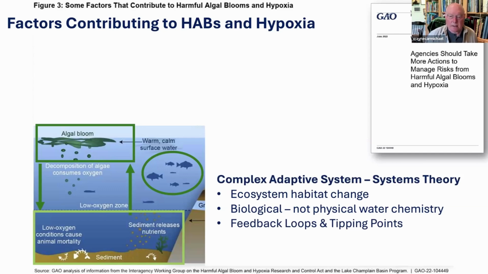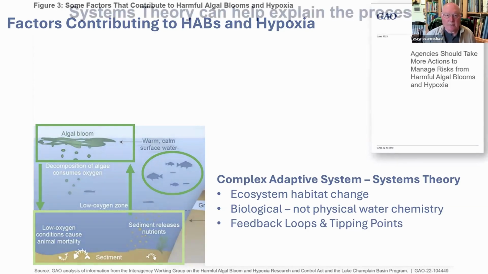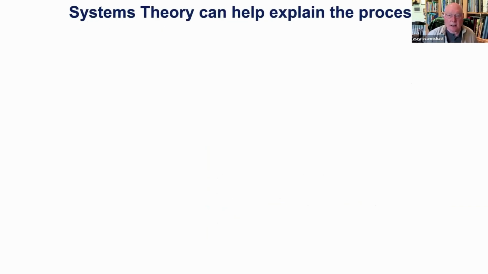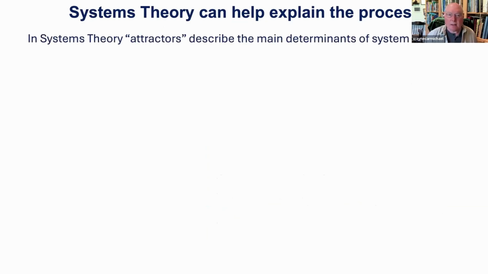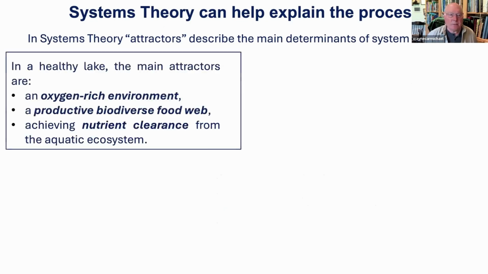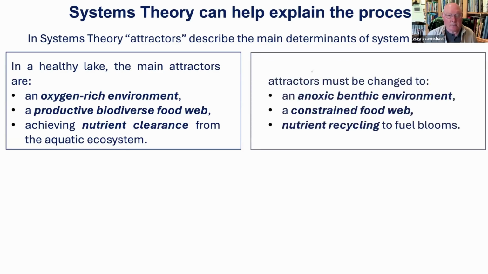In other words, we have a complex adaptive system which can be informed if we embrace and utilize something called systems theory. Systems theory can help explain the process of how HABs become dominant, or how cyanobacteria become dominant as well. In systems theory, we have attractors that describe the main determinants of the system. In a healthy lake, those attractors are an oxygen-rich environment, a productive, diverse food web, and nutrient clearance from the aquatic system. For cyanobacteria to dominate, the attractors obviously need to be changed to an anoxic benthic environment, a constrained food web, and nutrient recycling instead of nutrient clearance.